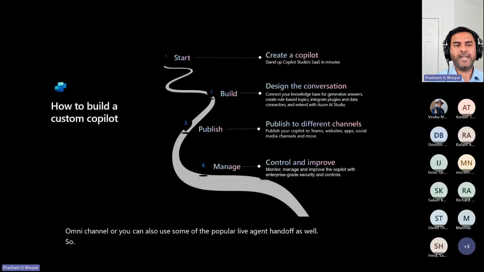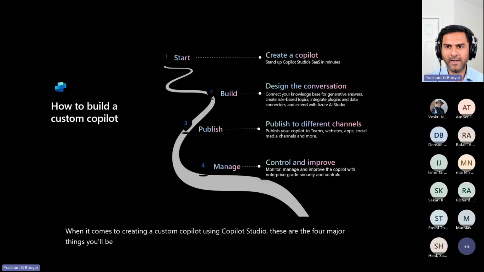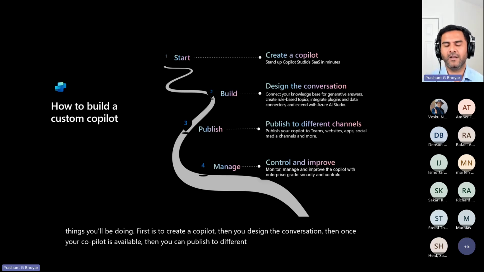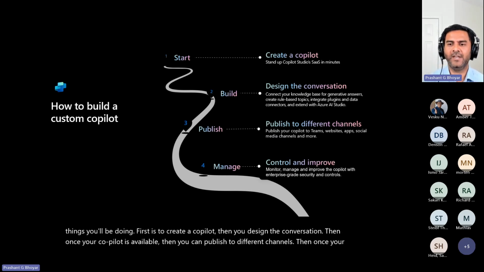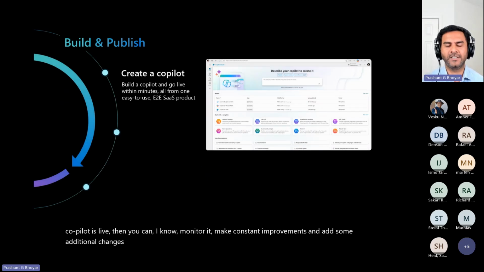When it comes to creating a custom Copilot using Copilot Studio, these are the 4 major things you'll be doing. First is to create a Copilot, then you design the conversation. Then once your Copilot is available, you can publish to different channels. Then once your Copilot is live, you can monitor it, make constant improvements, and add some additional changes to it depending on the scenarios.